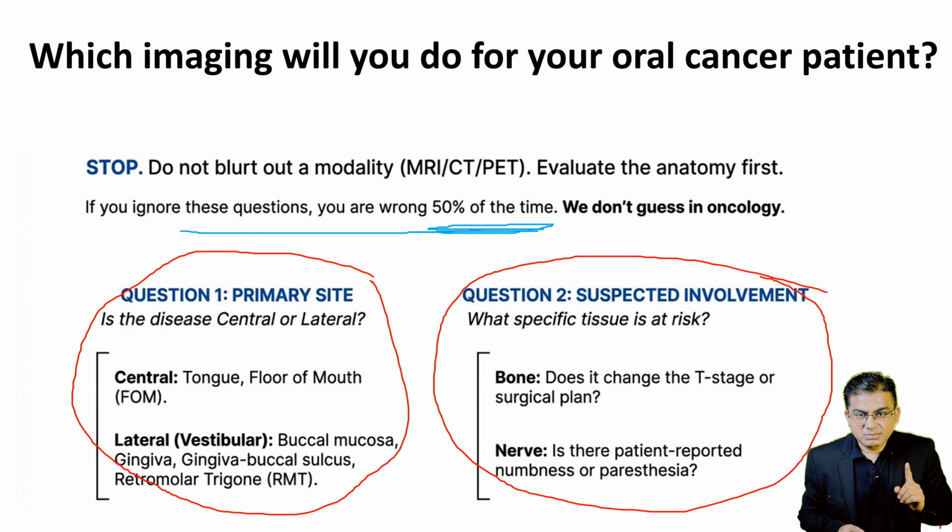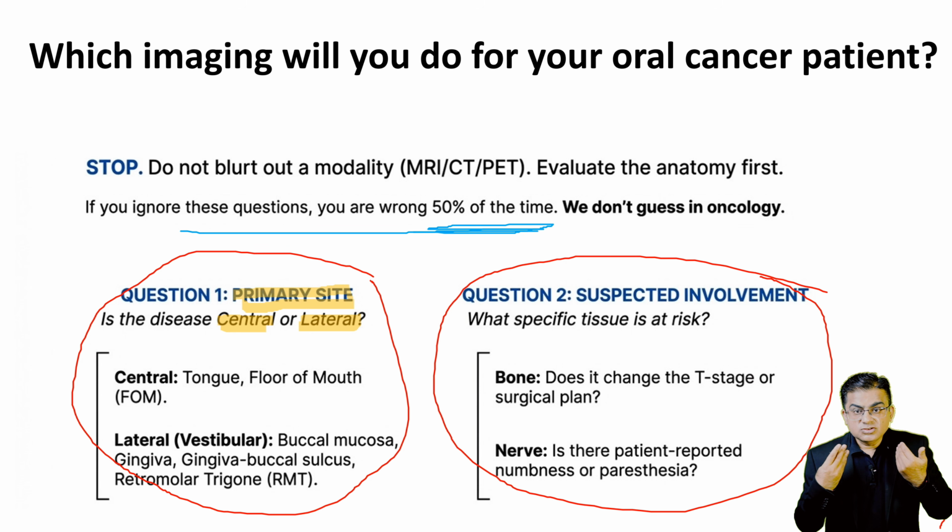Number one, what is the primary site of tumor of my patient? Whether it is a central disease in the oral cavity, that means tongue and floor of mouth, or is it a lateral tumor, also called a vestibular space tumor, such as buccal mucosa, gingiva-buccal sulcus or RMT.